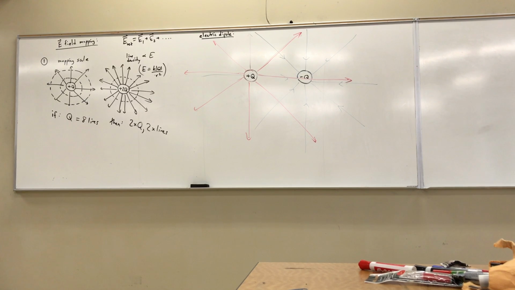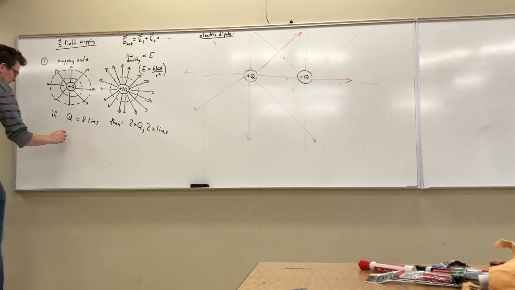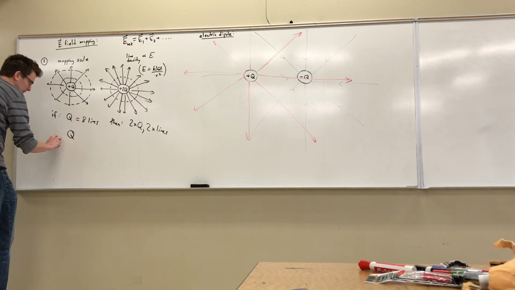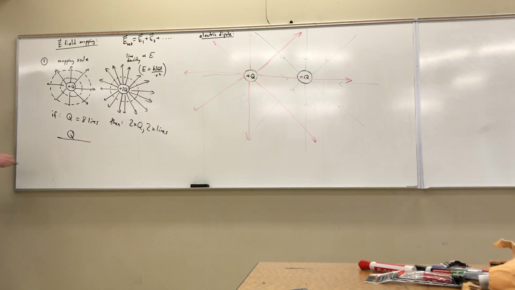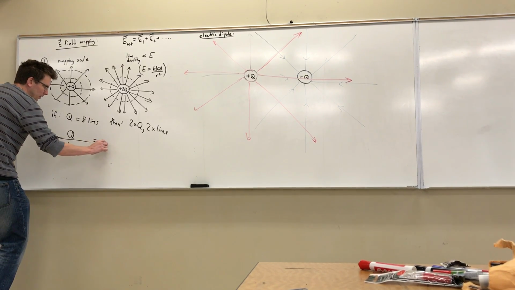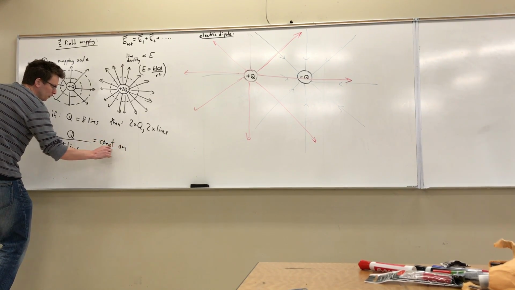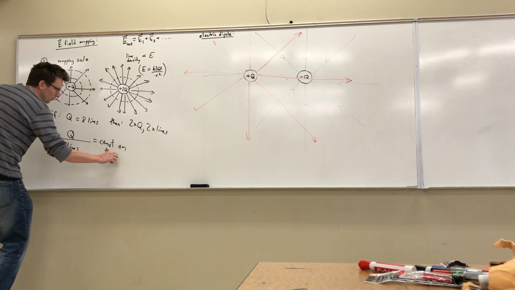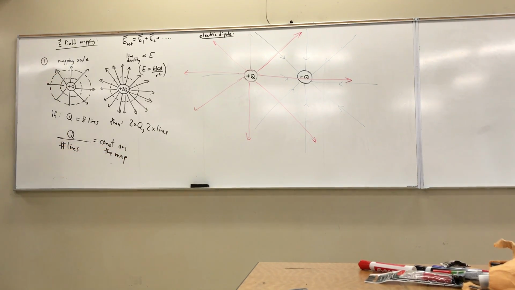Essentially what you're doing when you put down your first charge is you're picking a scale for your map. Essentially, the amount of charge divided by the number of lines that are attached to that charge has to be a constant through your map. That's like the scale of your map.